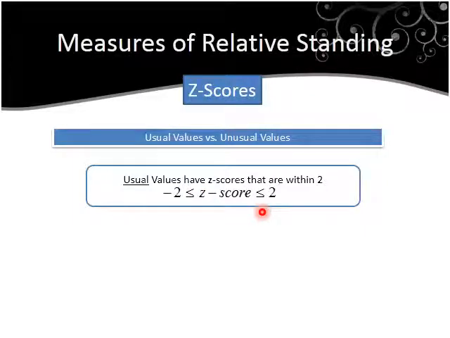An unusual z-score would be anything greater than 2, because it would be more than 2 standard deviations from the mean.